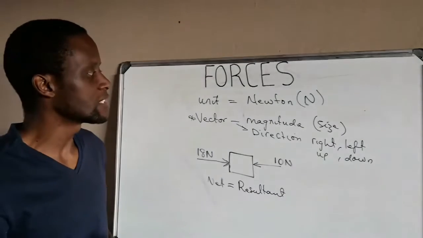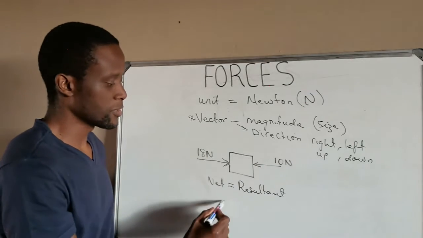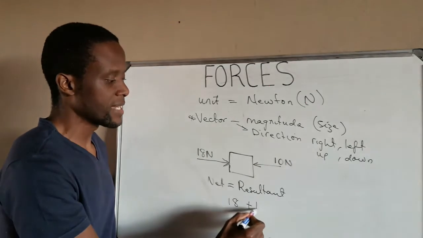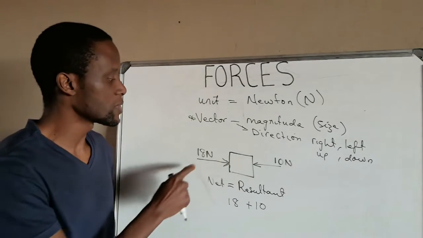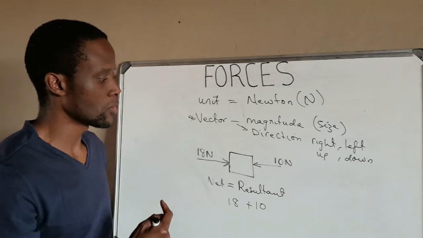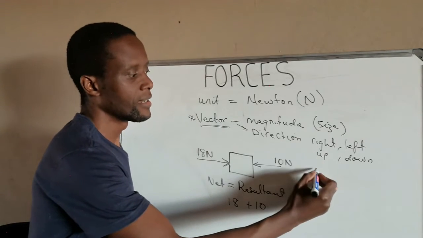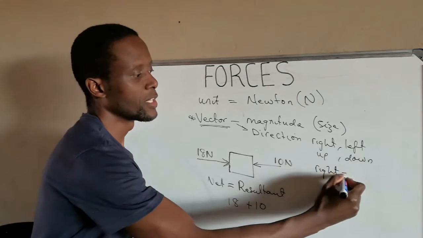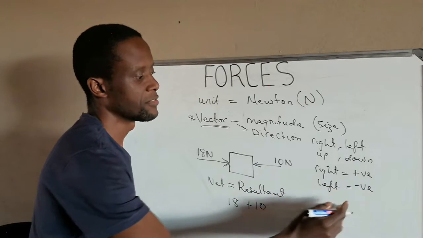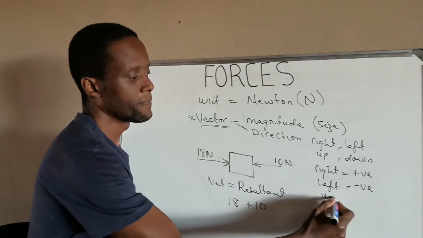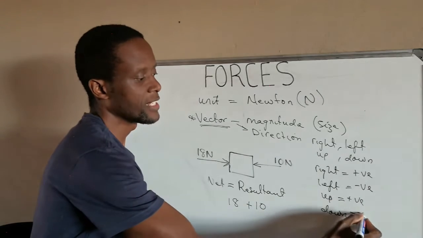Now, when it comes to adding of vectors, we can't just say the sum of these two forces is 18 plus 10. That would be very wrong. This will give us 28, which would be very wrong. We have to consider in which direction they are working. So when it comes to the direction, going to the right, we'll give it a positive value. Going to the left, we'll take a negative value. Going up, a positive value. Going down, we'll give it a negative value.